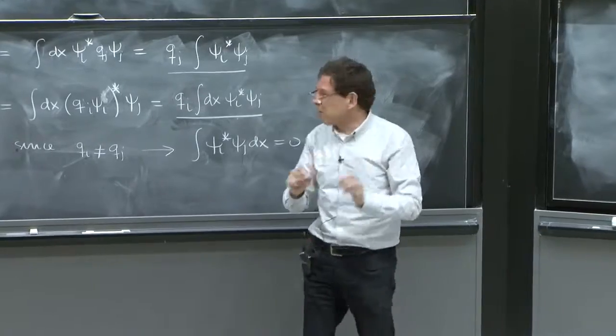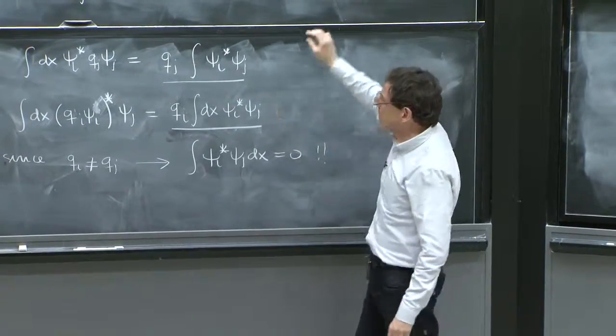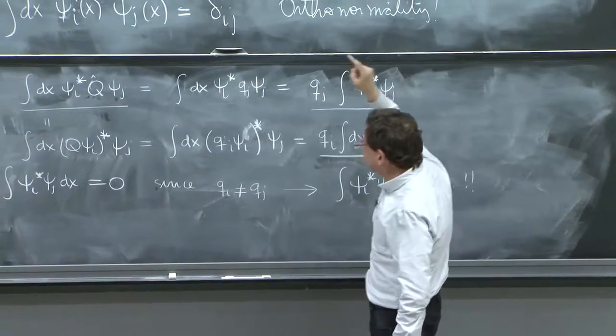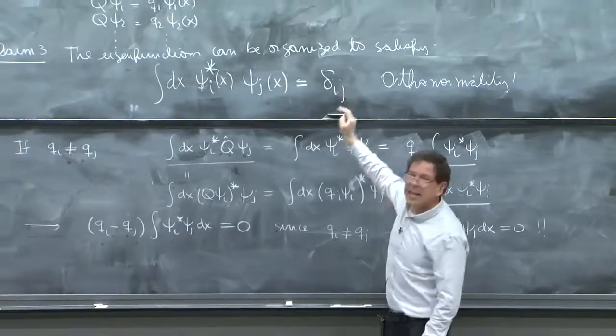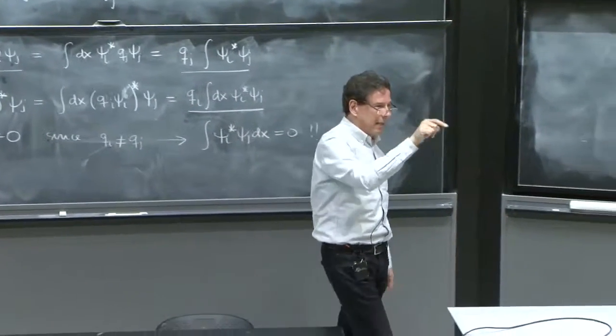So the interesting part of this theorem, which is the more difficult part mathematically, is to show that when you have degeneracies, this still can be done. And there's still enough eigenvectors to span the space.